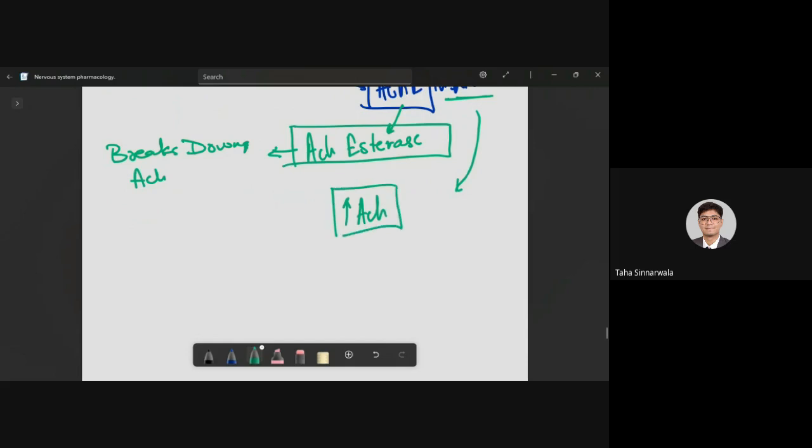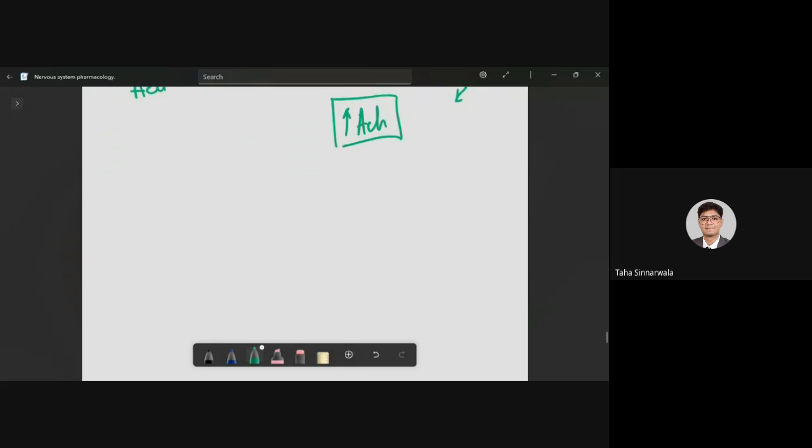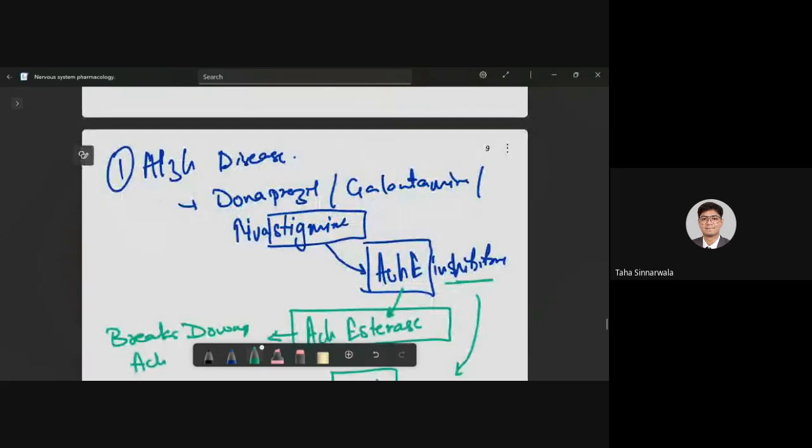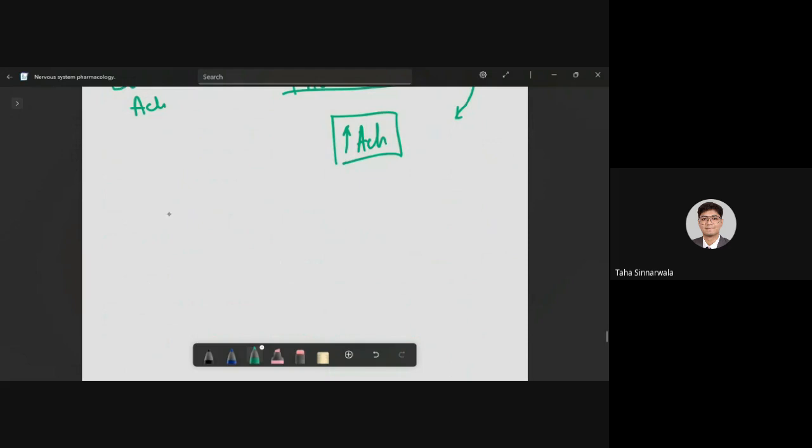And that is why they're helpful for Alzheimer's disease, because ultimately the problem in Alzheimer's is a decrease in ACh levels. That's why these medications work, and why they're so good, because they directly increase the level of acetylcholine. Now, the second medication that we use for Alzheimer's is actually called memantine.